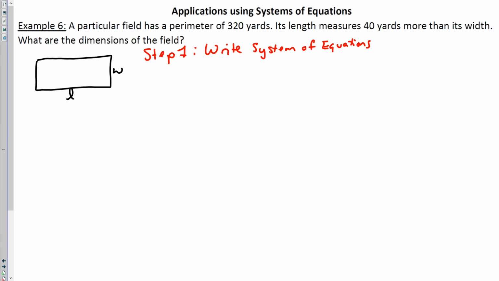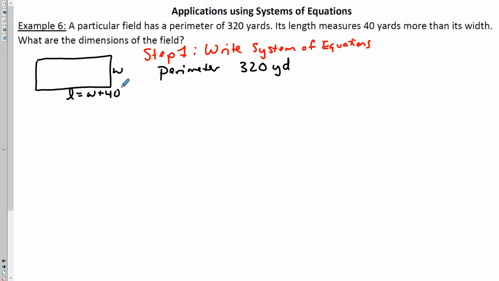All right, so how am I going to do that? Well, let's understand the information they gave me in my problem. It says our field has a perimeter of 320 yards, and that the length of my field measures 40 yards more than the width. So if my width is some value w, the length would be that same w, but with 40 yards more, so we'd add the 40 yards.